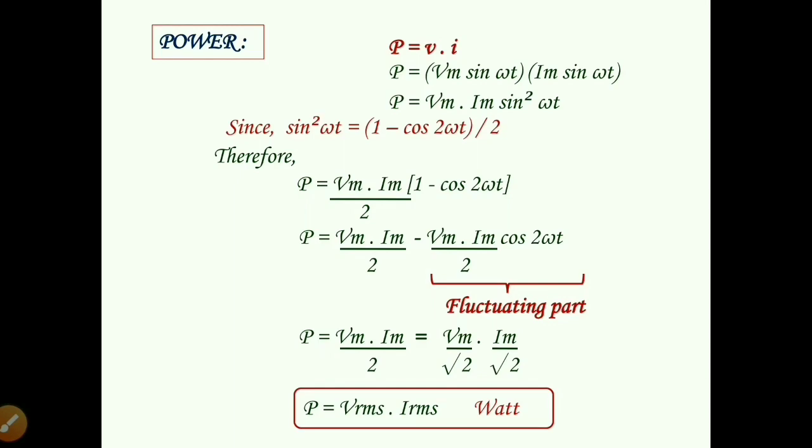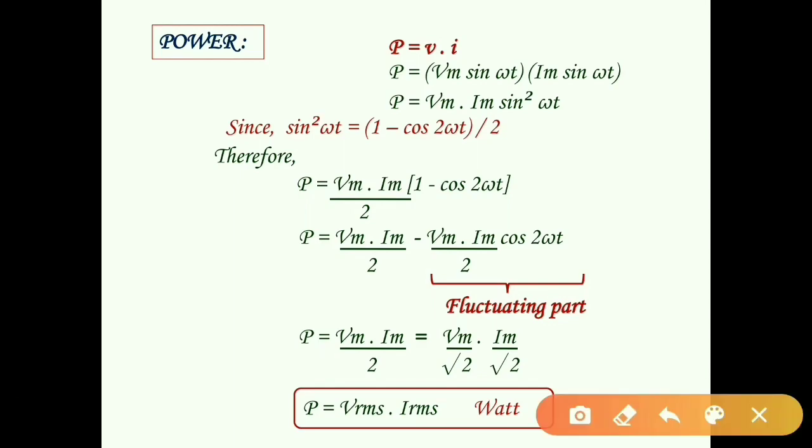So calculating the power for a purely resistive circuit, we know the formula P equal to VI. Putting the instantaneous values, V equal to Vm sin omega t, I equal to Im sin omega t, implies that P equal to Vm Im sin square omega t. We know from trigonometry that sin square omega t equals (1 minus cos 2 omega t) by 2. Putting the value of sin square omega t here, we get Vm Im by 2 into (1 minus cos 2 omega t).